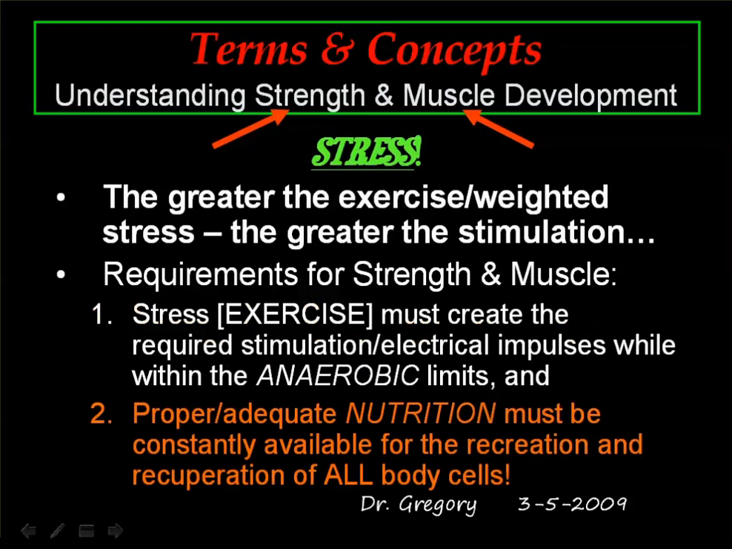Also required is the proper and adequate nutrition, which must be constantly available for the recreation and recuperation of all body cells, not just the muscles. Now, there are a few other components that must not be neglected. As we have already mentioned, you must not go beyond that limit where you don't recover. You have to recover. And we'll also address a few other vital elements before the seminar is concluded, hydration being one of them. However, it bears repeating that for you to develop strength and then muscle, you must have the proper exercise resistance to stimulate the electrical impulses to the muscles, and you must be able to support these stimulated muscle tissues with essential nutrition.